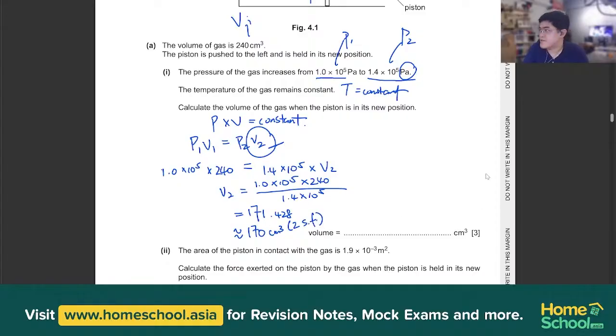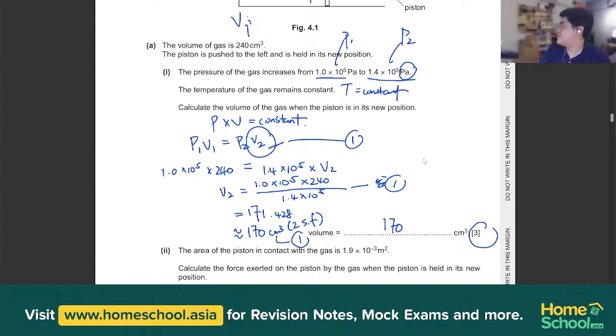All right. So to take note, if you write PV equals constant, or P1 V1 equals P2 V2, this gives you 1 mark. And when you solve the equation like this, that gives you 1 mark as well. And getting the correct answer gives you 1 final mark. That gives you the total 3 marks for this question. So 170 cm cube. Okay, all good. Everybody good with this so far? Yeah.